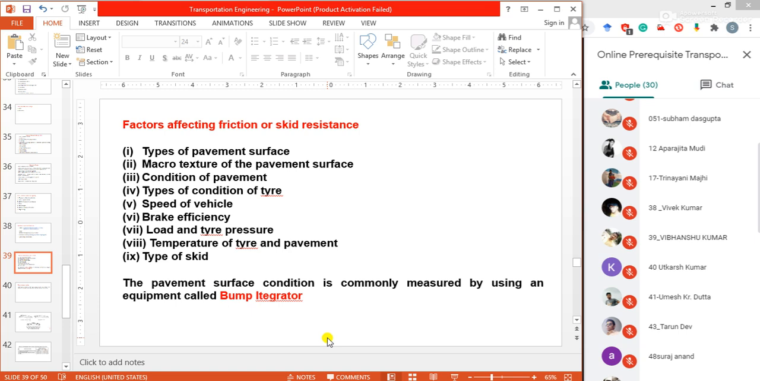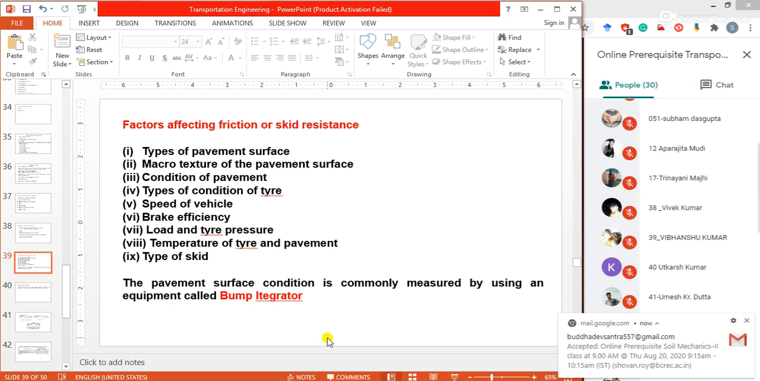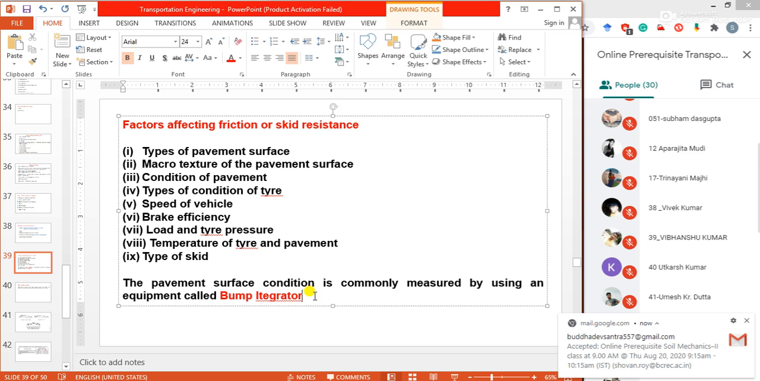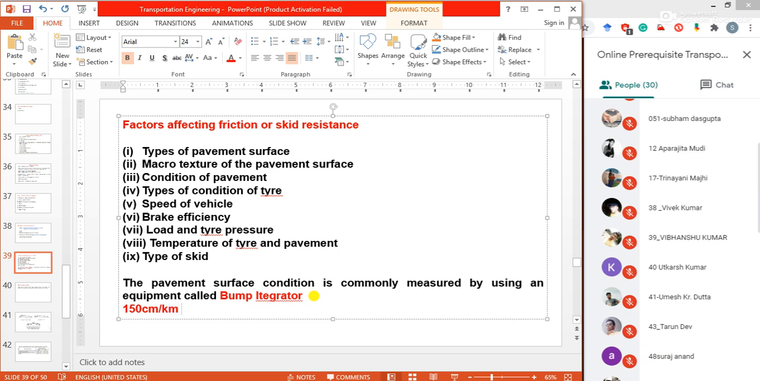Normally, it has been shown from the test that it is desirable to keep the unevenness index low and preferably less than 150 centimeter per kilometer for good pavement surface of high speed vehicles. We should write 150 centimeter per kilometer.